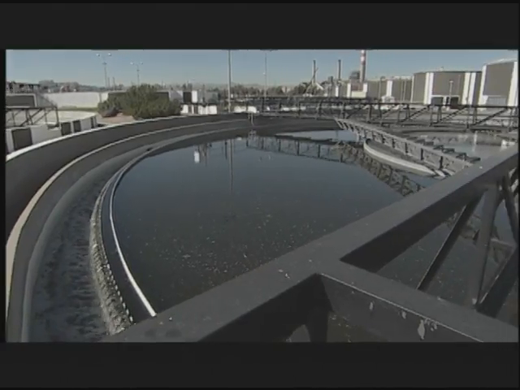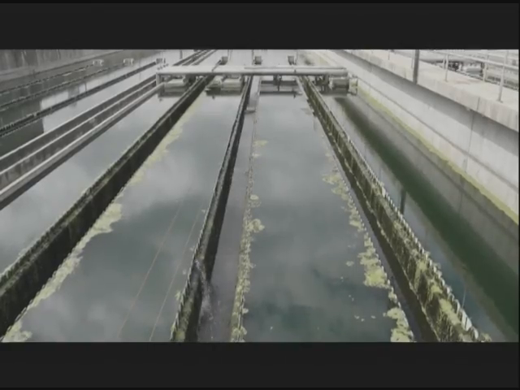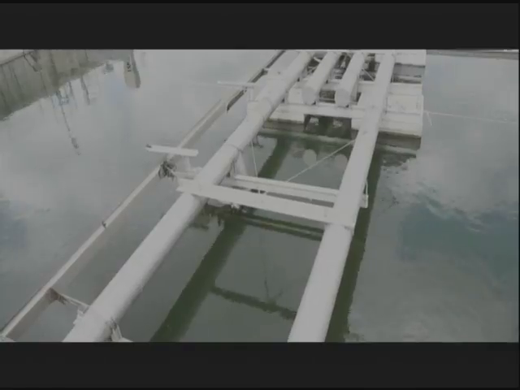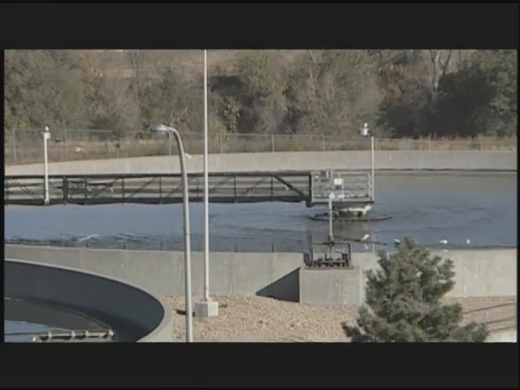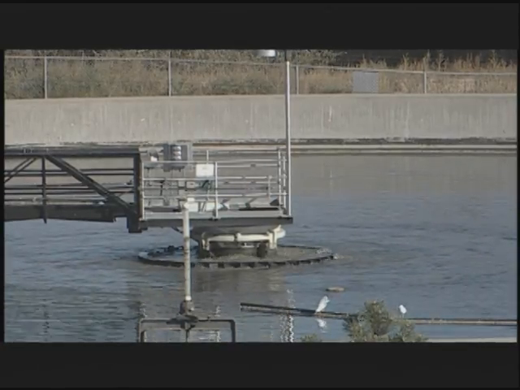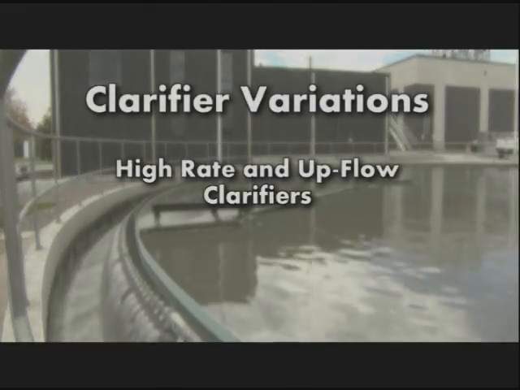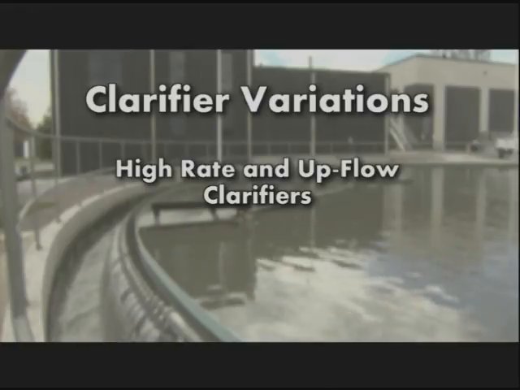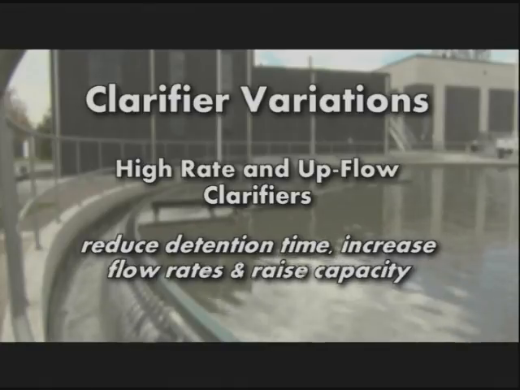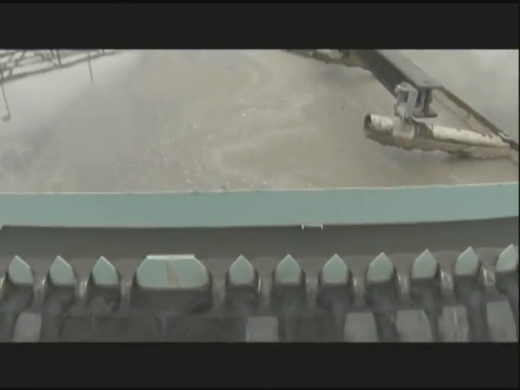There are many variations in design for sedimentation basins. The 2 most common types are rectangular and circular clarifiers. In a rectangular clarifier, water flows across a rectangular basin. A circular sedimentation basin is fed from the center, and water flows to the outer edge of the basin. There are many alternatives to traditional sedimentation, including high-rate and upflow clarifiers. These variations in design are generally used to reduce detention time, increase flow rates, and raise capacity within a smaller footprint. All clarifiers use weirs and water overflow to separate the less turbid water.